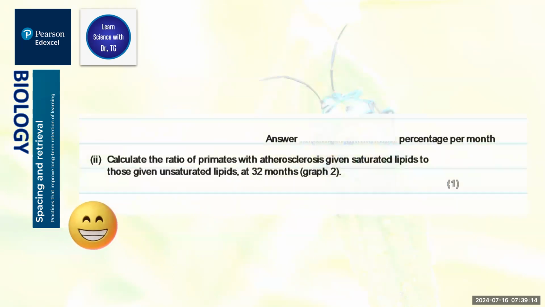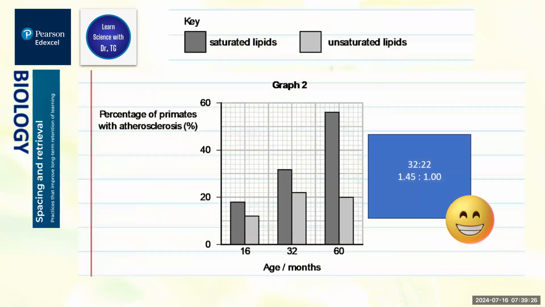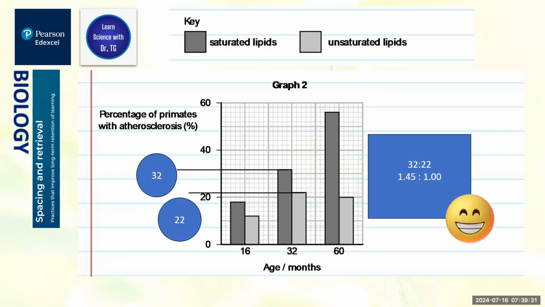The second question: calculate the ratio of primates with atherosclerosis given saturated lipid to those given unsaturated lipid at 32 months. So at 32 months, the saturated lipid is 32 and the unsaturated lipid is 22. So 32 to 22 is the ratio, which is 1.45 to 1. What I did: first I wrote the numbers, then I divided by the smallest number, which is 22. If we divide, this side is 1 and the other side is 1.45.